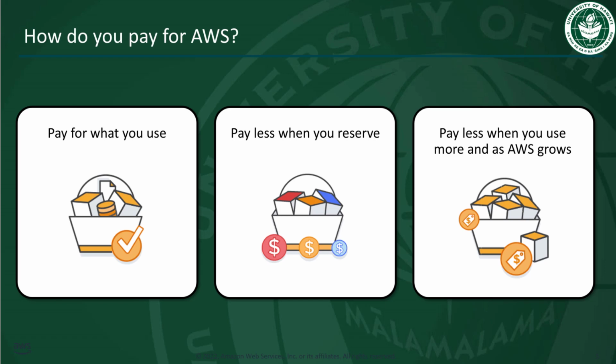You don't have any control of that. You have control of what this is. Pay for what you use, pay less when you reserve, if you are able to compute what that reserve capacity is. And then you also pay less and more as your use grows and as AWS grows. You can control how much you grow, but not how much AWS grows. So we're going to take a closer look at these core concepts of pricing.